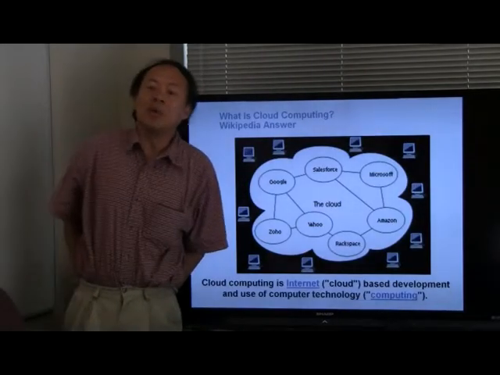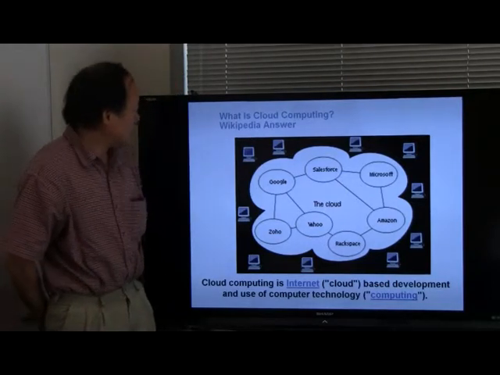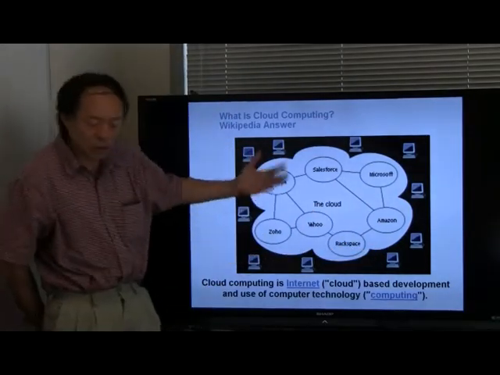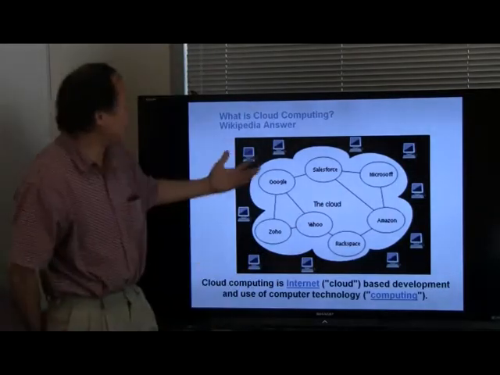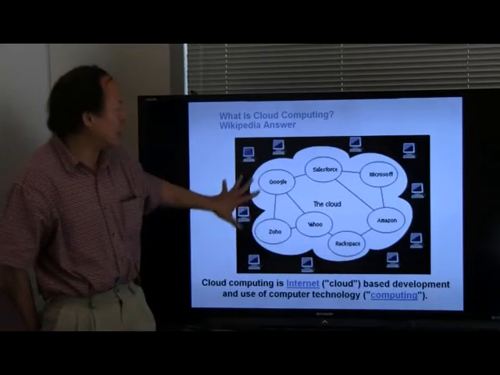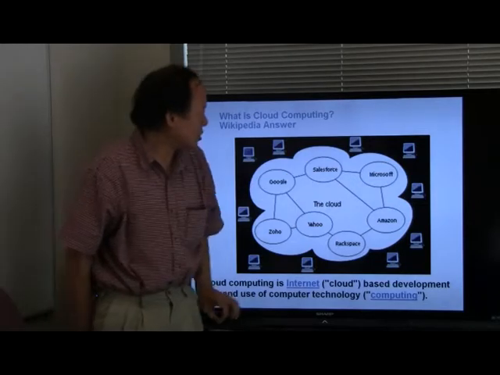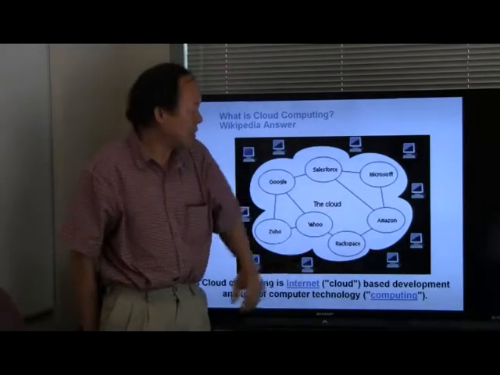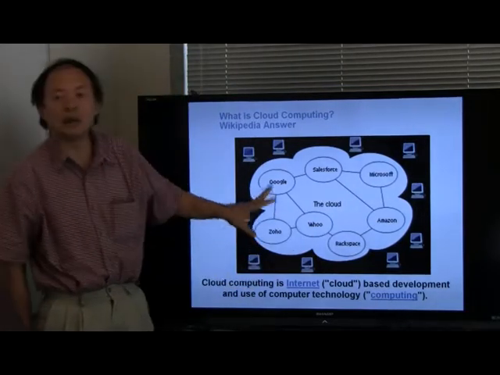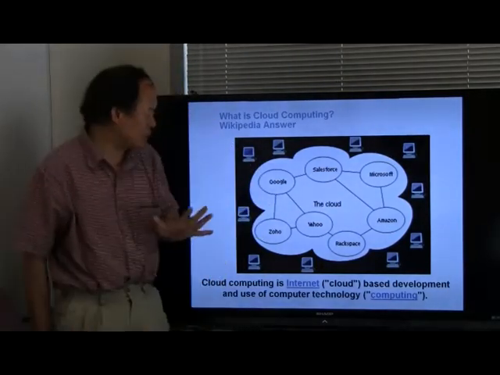If we check Wikipedia, there's also an answer given here. Basically, you have terminals on the edge of the cloud, which could be mobile devices or personal computers. And then the cloud would be a mixture of all these cloud computing service providers, such as Google, Salesforce, Microsoft, IBM, Amazon, Rackspace, Yahoo, and Zoho, and a host of other cloud computing service providers.